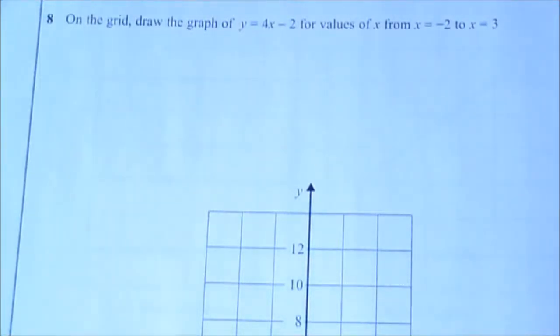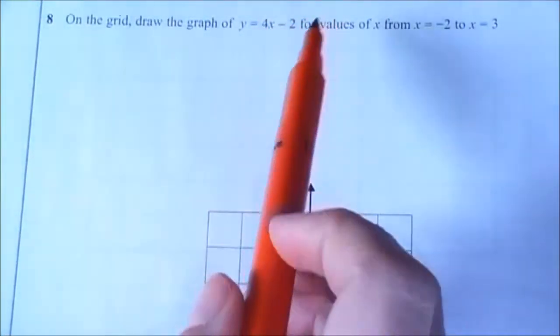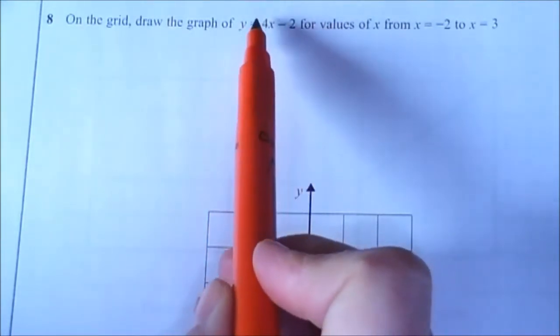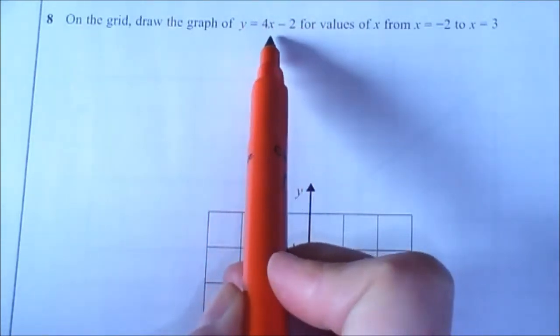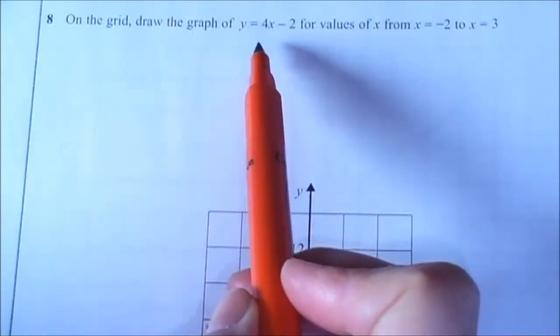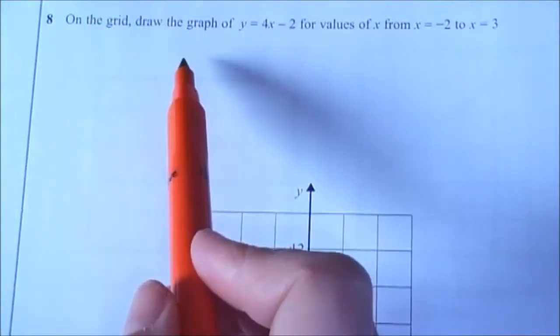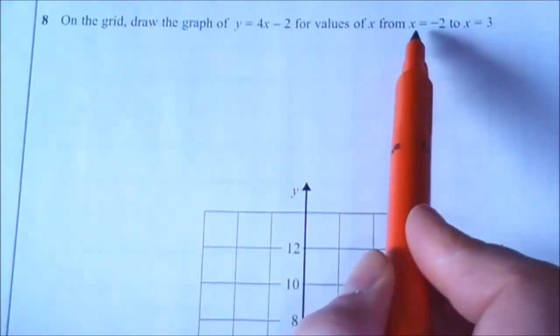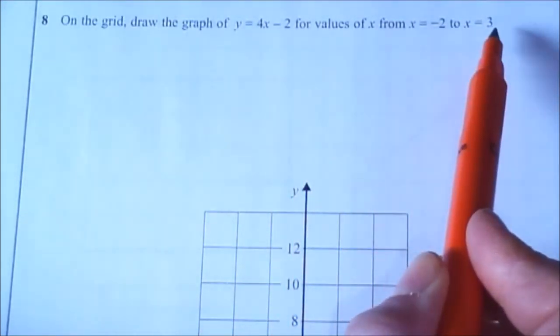Question 8 is a straight line graph question. I know it's a straight line graph because it's got y equals 4x minus 2, and that's a linear equation, so I know it's going to be a straight line because it's linear. On the grid, draw the graph of y equals 4x minus 2 for values of x from x equals minus 2 to x equals 3.